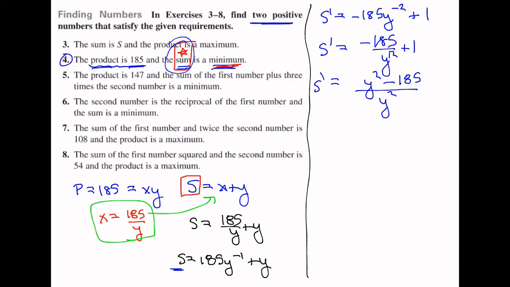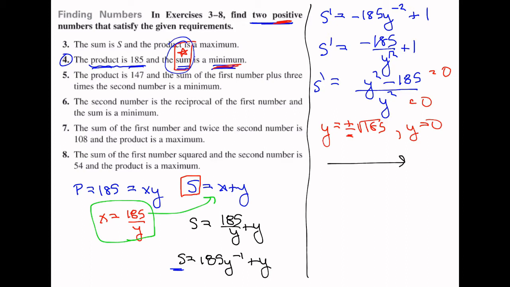All right, so how do we find critical numbers? Well, we're going to set the numerator equal to 0 and set the denominator equal to 0. When I set the numerator equal to 0, I get y equals plus or minus the square root of 185. When I set the denominator equal to 0, I get 0. Now keep in mind we wanted two positive numbers, so I'm only going to use the positive here.